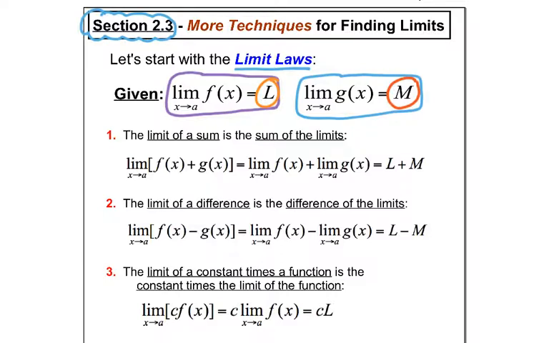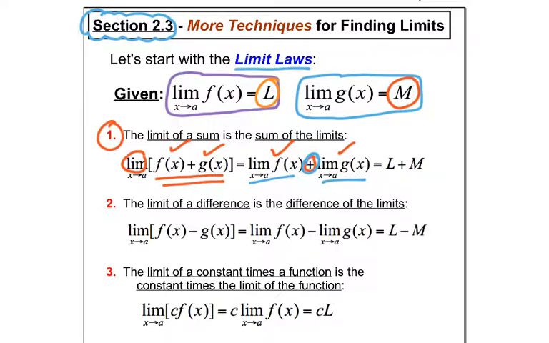The first limit law says the limit of a sum, meaning the limit of the sum of two functions, is the same thing as just the sum of the two limits. It's kind of neat to see that in terms of the English switching around the words. The limit of a sum is the same thing as the sum of the limits. So if you're asked for the limit of two functions being added together, all you have to do is take the limit of each one and then just add them together.